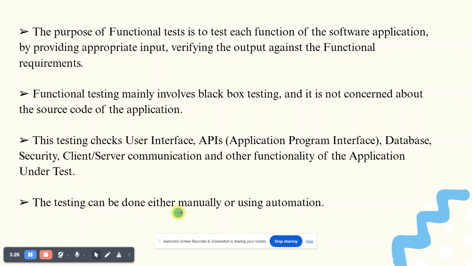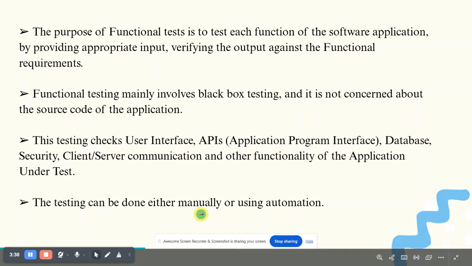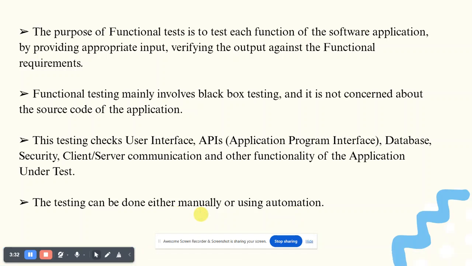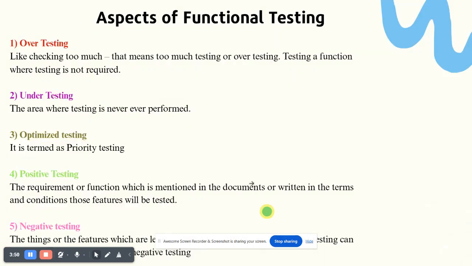The testing can be done either manually or using automation. You can do it as a manual tester, or as an automation tester or test engineer, you use automation tools to perform the functional testing with the PRS documentation or the business requirement specification. There are some aspects of functional testing.